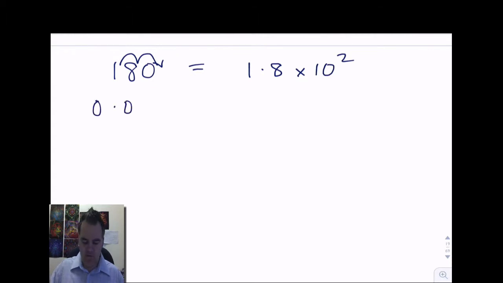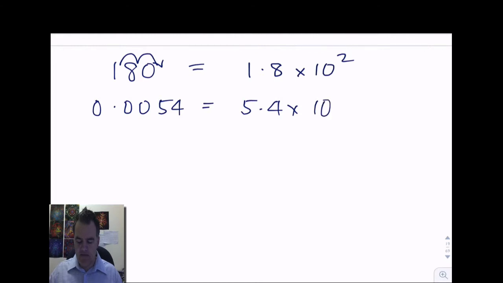If I had a small number, 0.0054, I look at the digits and think, what's a number between 1 and 10 that I can make from those digits? That'll be 5.4. Now to get from 5.4 back to looking like this, I would have to move the decimal place back 3. So in this case the power is times 10 to the negative 3. You can always check that. These are really easily done on your calculator as well. So converting between those should be really easy for you, and you should have seen those before.